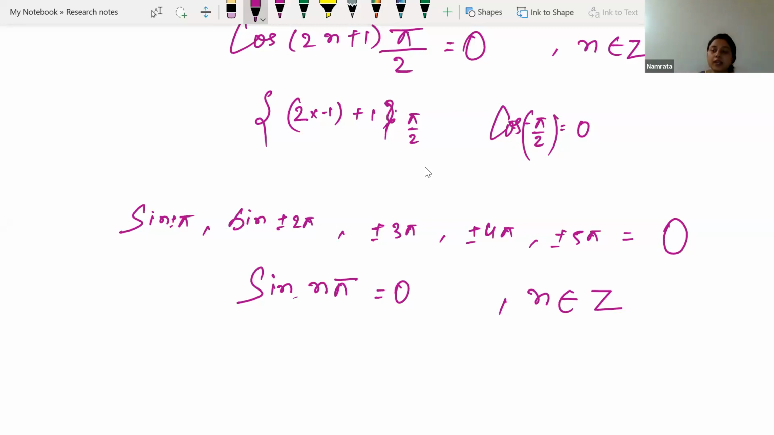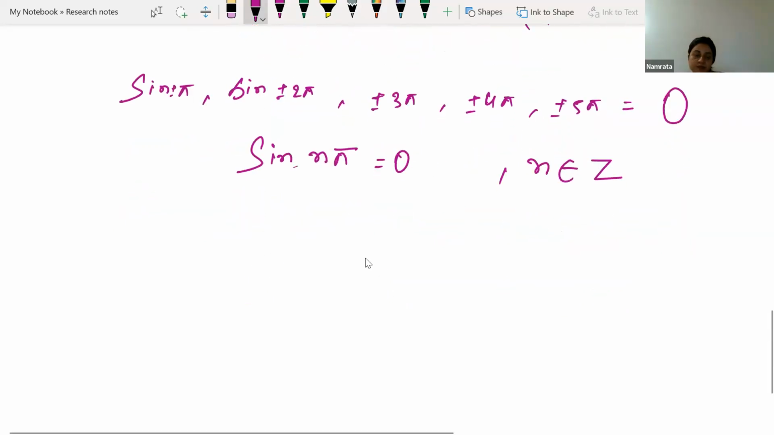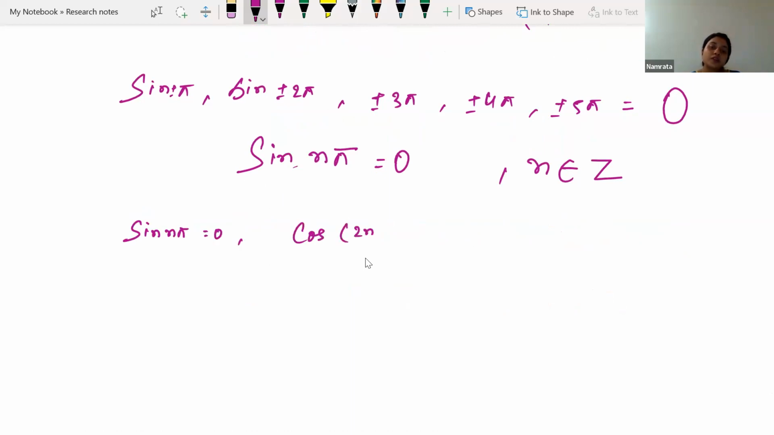Similarly, from here we can declare that sine n pi is 0 and cos of 2n plus 1, an odd multiple of pi by 2, will be 0. These two things we have taken out. So on the basis of this, we can declare cosec x also.